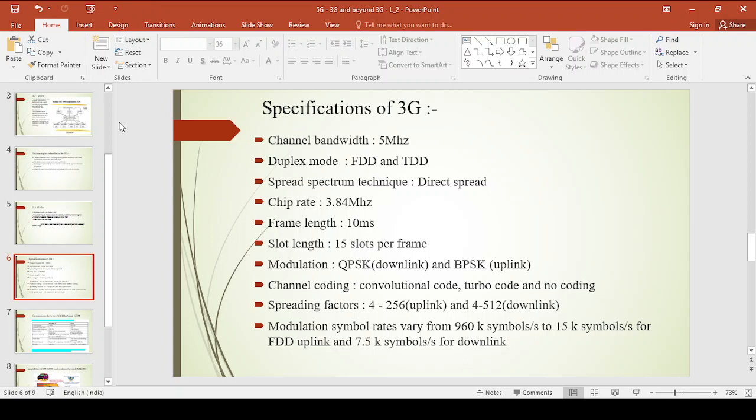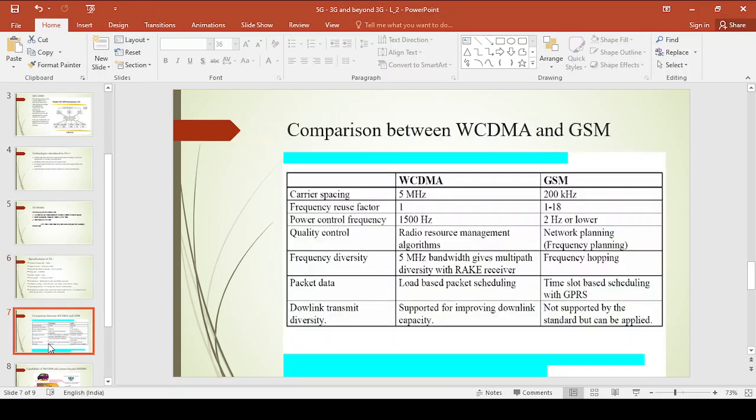Now these were the specifications of 3G, right? Now coming to the next slide, we have the comparison between WCDMA and GSM. GSM is nothing but your second generation system, and WCDMA is the access method for your third generation system, right? Now coming to carrier spacing.